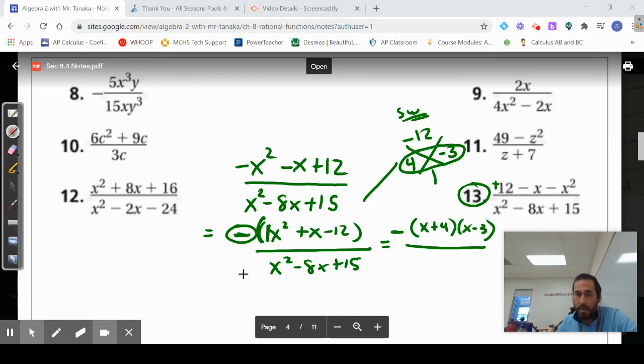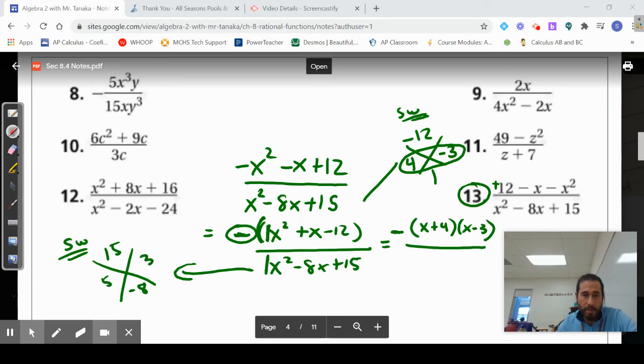And then in the bottom, we've got to factor, which is some side work. So 1 times 15 is 15 and a negative 8. That'd be a 5 and a 3, but they both have to be negative because two negatives multiply to give you a positive, but when you combine them, they give you a negative 8.